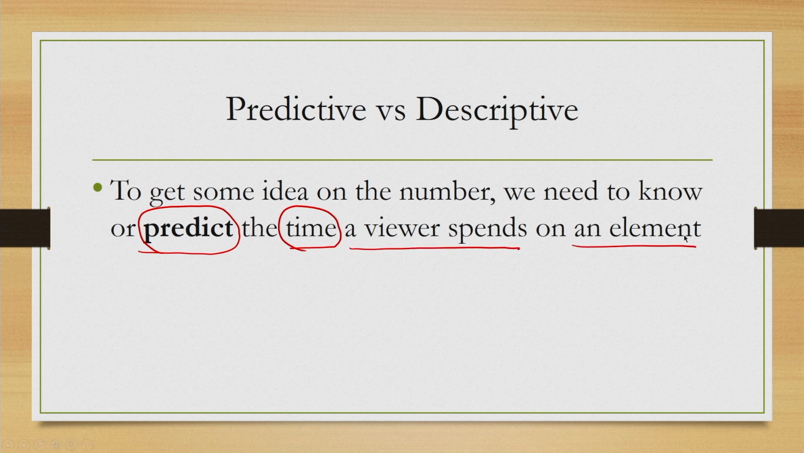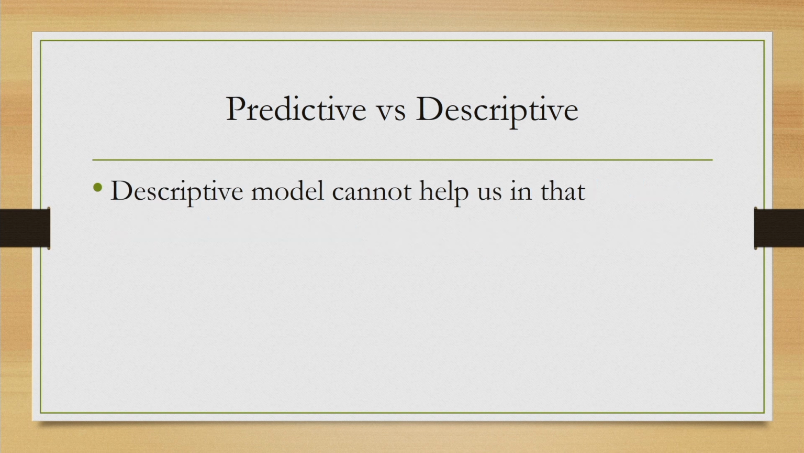So, essentially that is our requirement in order to answer the question, how much time a user spends on each element, and we need to predict that time. We cannot do that with the help of a descriptive model, as we have just seen, because the model just describes how a user behaves, it does not tell us anything about how to predict that time. So, there a predictive model can be useful.